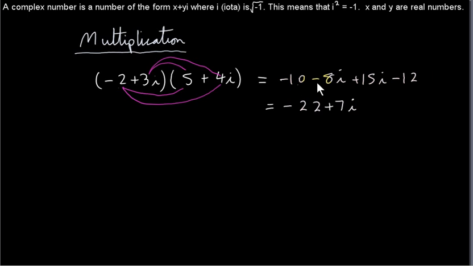Then we gather up like terms. Minus 10 minus 12 are put together to give minus 22. Minus 8i plus 15i is plus 7i. So we get this complex number here, minus 22 plus 7i.